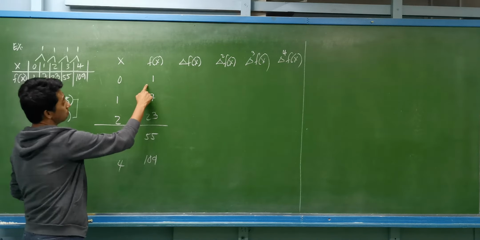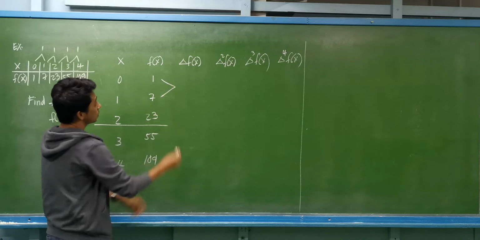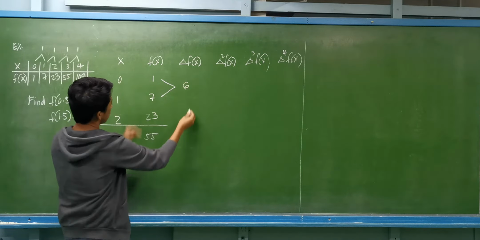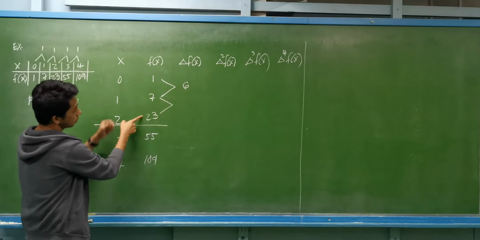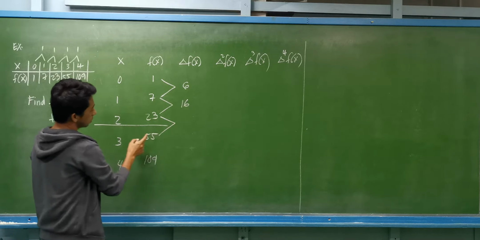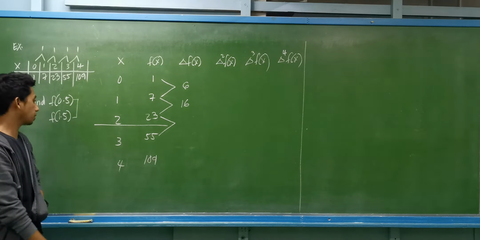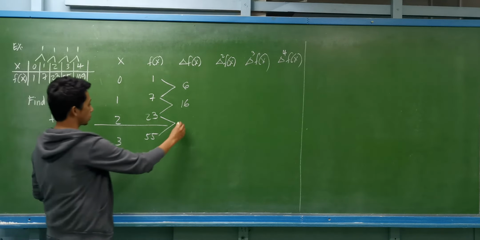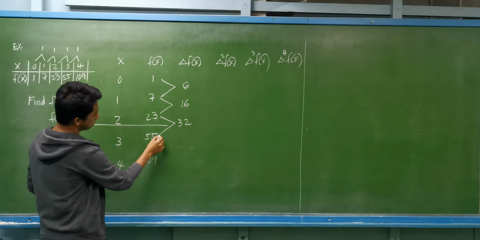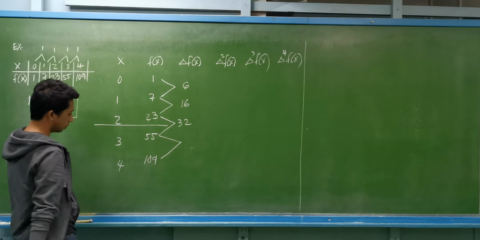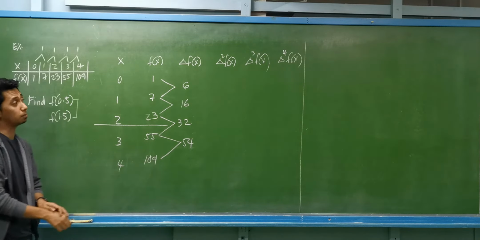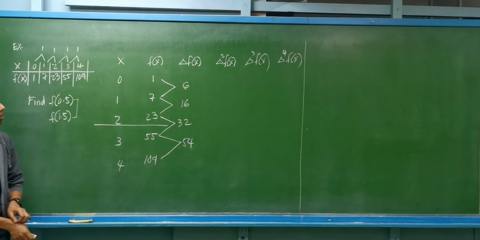So this is 7 minus 1. We just take the difference for the equivalent of delta f of x. 7 minus 1 is 6. The next, 23 minus 7 is 16. Then next, 55 minus 23. What is 55 minus 23? This is 32. Then 109 minus 55 is 54. So those will be the values of delta f of x.